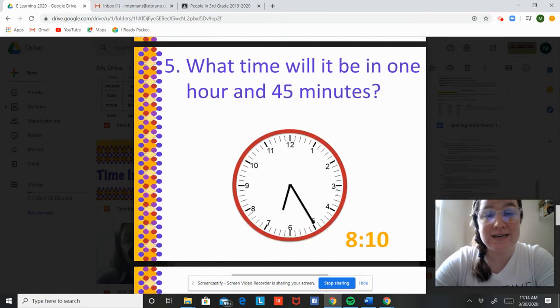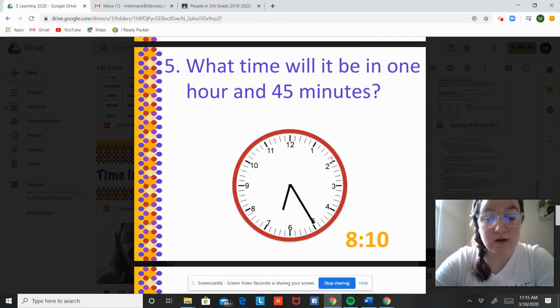Number 5, what time will it be in 1 hour and 45 minutes? So right now, it's showing us that it is 6:25 because it's between the 6 and the 7, so you go to the smaller number, 6:25. If we were to add 1 hour, it would be 7:25, and then we need to add 45 minutes. So it's 5, 10, 15, 20, 25, 30, 35, 40, 45. So I've gone around my clock.